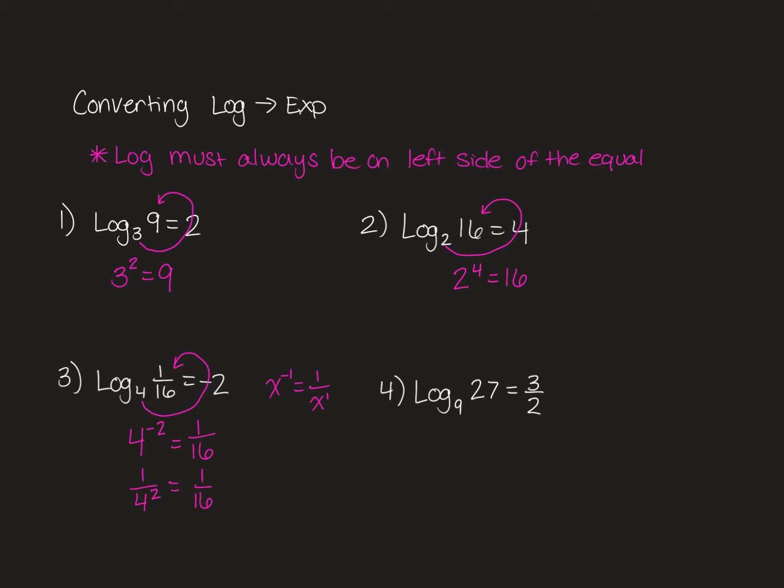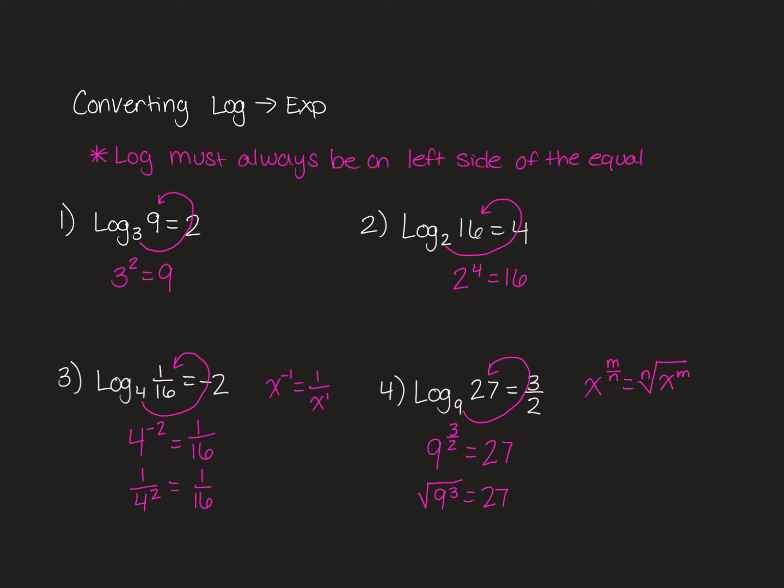And number 4 is also a little weird, so we're going to start at the 9, hit the fraction, land at the 27. So 9 to the 3 halves is equal to 27. Another property of exponents says that anytime you have a fraction as an exponent, that is your radical. The denominator will tell you your index, the numerator will tell you the power inside. So this is the square root of 9 cubed equals 27.